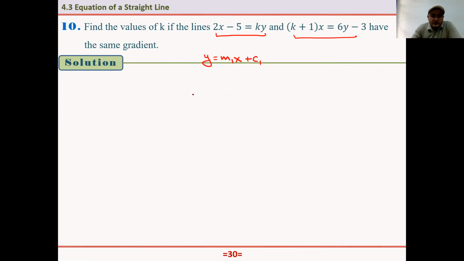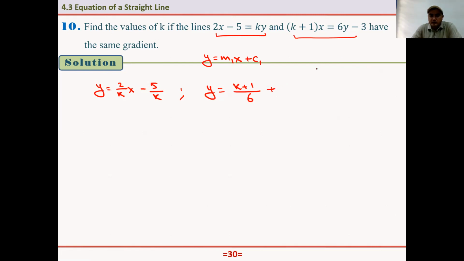So just doing some simple algebraic manipulation, the first one we will get y is equal to 2 over k x, just divide both sides by k, minus 5 over k. And how about the second equation? Take this 3 to the left and divide by 6. So we will have y is equal to k plus 1 over 6 x, right?